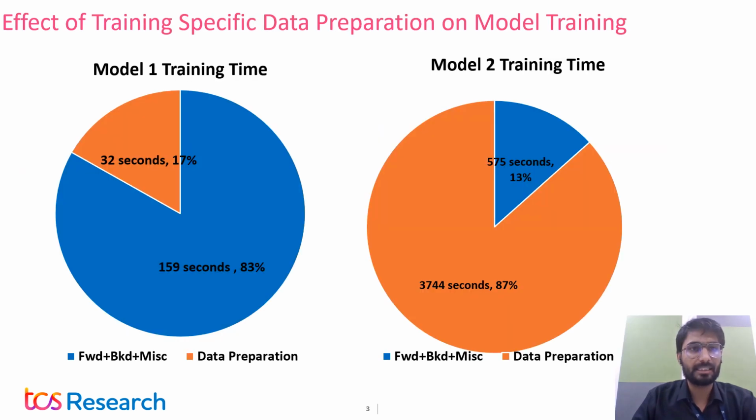Let's discuss the effect of training-specific data preparation on model training in this slide. In model 1, the data preparation takes up to 17% of total training time. However, model 2, which is a more complex recommendation model, takes up to 87% of the total training time, leading to performance anti-patterns. To address this issue, we have introduced the PAEF framework to provide a solution that manages the data movement and transformation between CPU and GPU during model training.